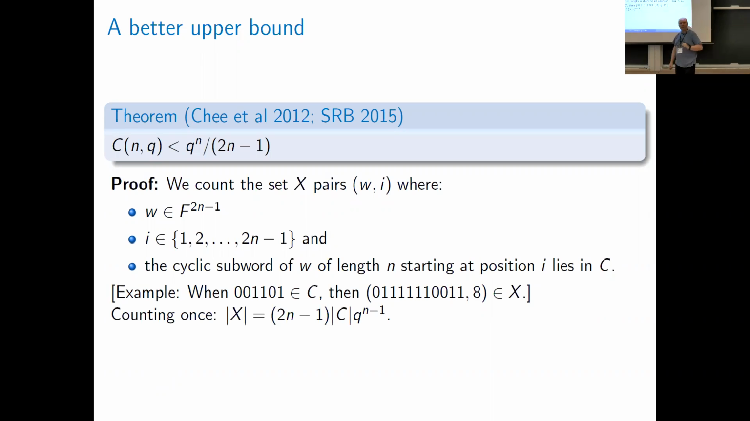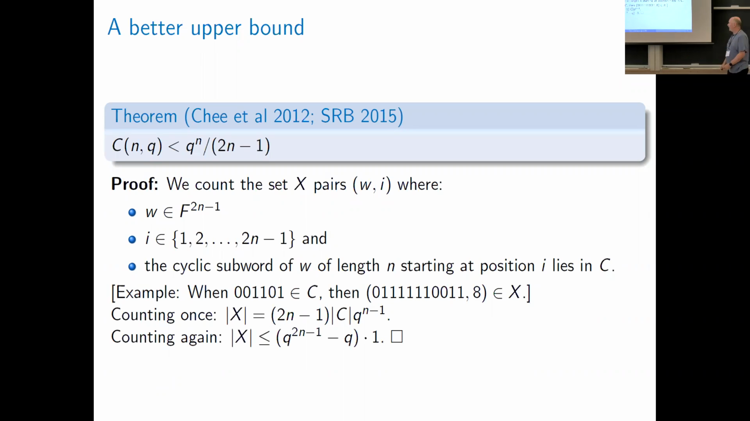So okay, I count once. What is the size of this set X? What I could do is choose my position i. I then choose a code word to start at position i. I've got the size of C possibilities for this. And then I choose the remaining n-1 positions. So this is the size of the set X.